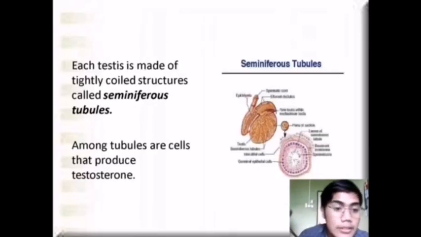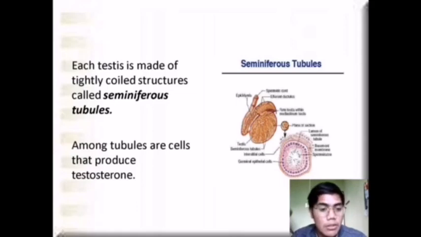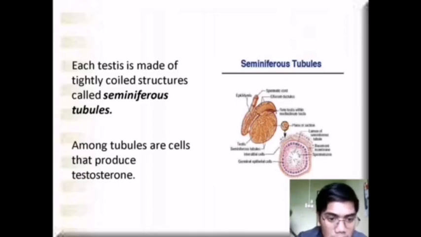Next, each testis is made of a tightly coiled structure called the seminiferous tubule. Among the tubules are cells that produce testosterone. Thus, the seminiferous tubule is the way the testosterone is produced.